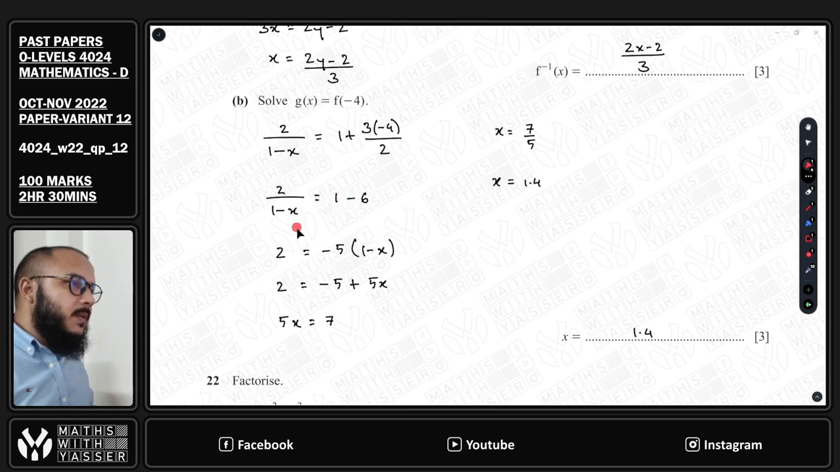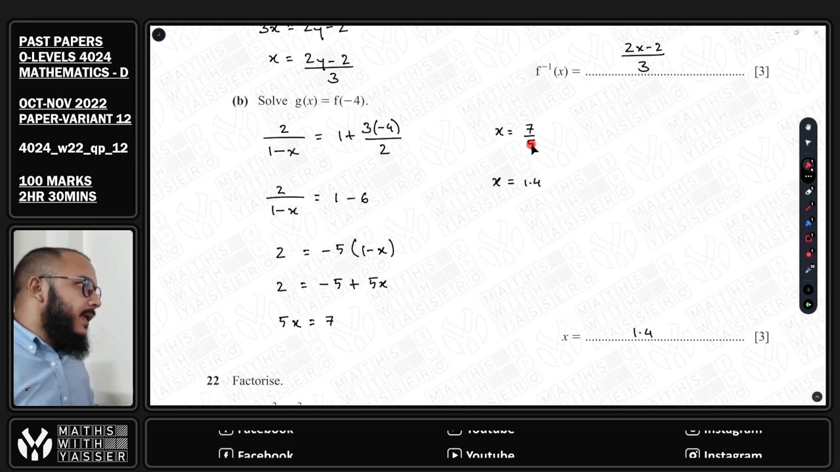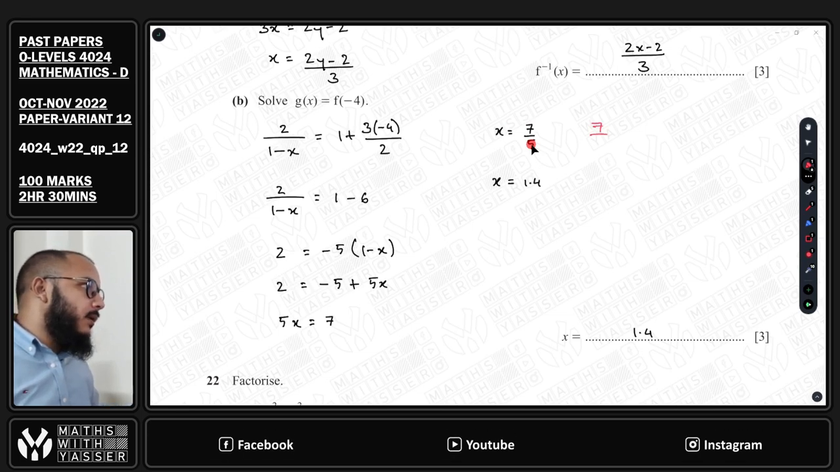So minus 5, if I cross multiply, this will be minus 5 times (1 minus x). So 2 is equal to minus 5, minus minus will give me plus, so this will be positive 5x. So 5x equals 2 plus 5. If I bring it to the left hand side, it will be 5x equals 7. Or I can say x is equal to 7 over 5. And again, what I have done is I multiplied the numerator and denominator by 2 so that the denominator becomes 10 and this becomes 14. So 14 over 10 is 1.4.